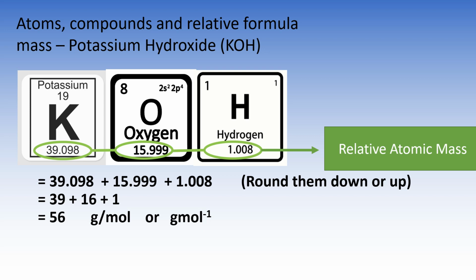So how do I calculate relative molecular mass? So you have to add up all the relative atomic masses of that particular compound. Okay, so you got 39.098 plus 15.99 plus 1.008. Okay, if I just round them up, I get the combined value of 56 grams per mole, or written as grams mole to the power of -1. These are both correct, right? If you've been doing A-level chemistry, you will often see it written in both of these formats.